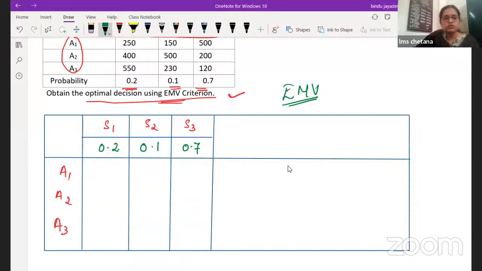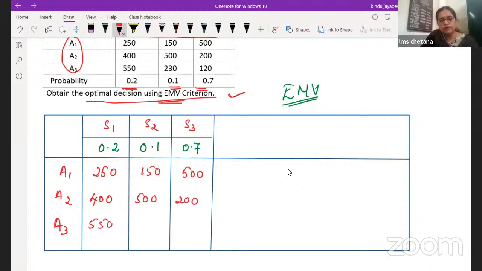Now write the remaining values as they are. Check the question and write the values: here 250, 150, 500. Here 400, 500, 200, and here 550, 230, 120. All of you complete this much and make a bigger column, and here write EMV. Do it fast because at 12:30 I think YouTube time will finish.